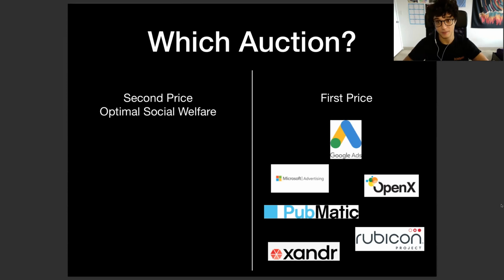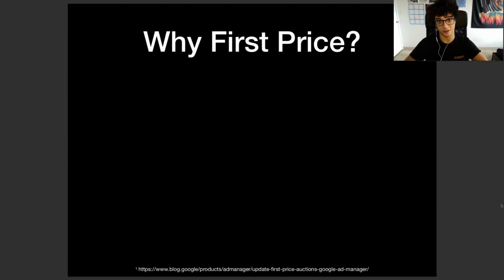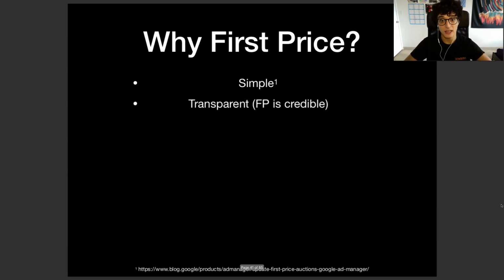Why is this? Well, there are some benefits of the first price auction. Namely, it is simple. The simple winner-pays-bid mechanic is very easy for small businesses to understand, and it's very easy to control exactly how much you're bidding. And also it's transparent. By that, I mean that the first price auction is what we call credible. What is the definition of credibility?